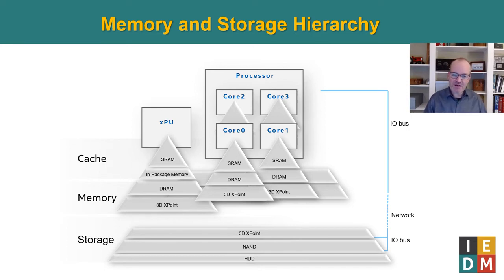But think about the logical hierarchy that each of these really has below it. Each one of them has their own SRAM cache. They have their own view of DRAM, even though the DRAM on the platform is shared. They have their own view of 3D crosspoint. We'll be calling that persistent memory next, even though that's a shared resource. And they may have an in-package memory.